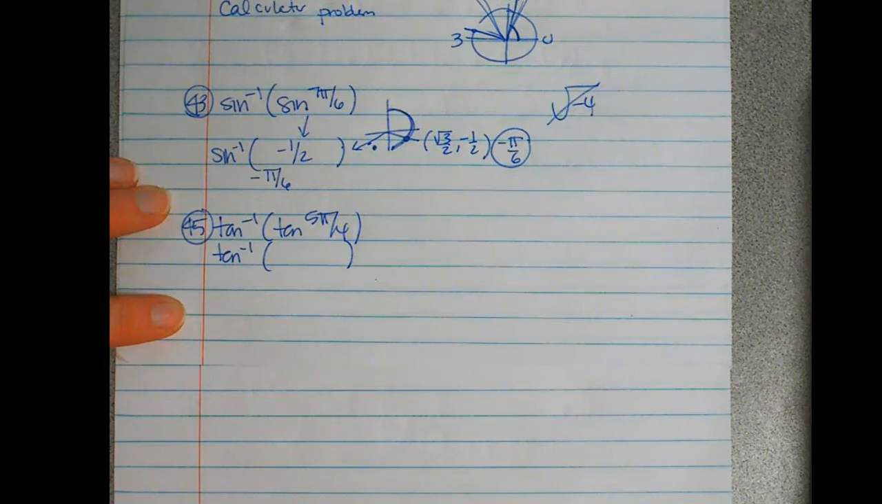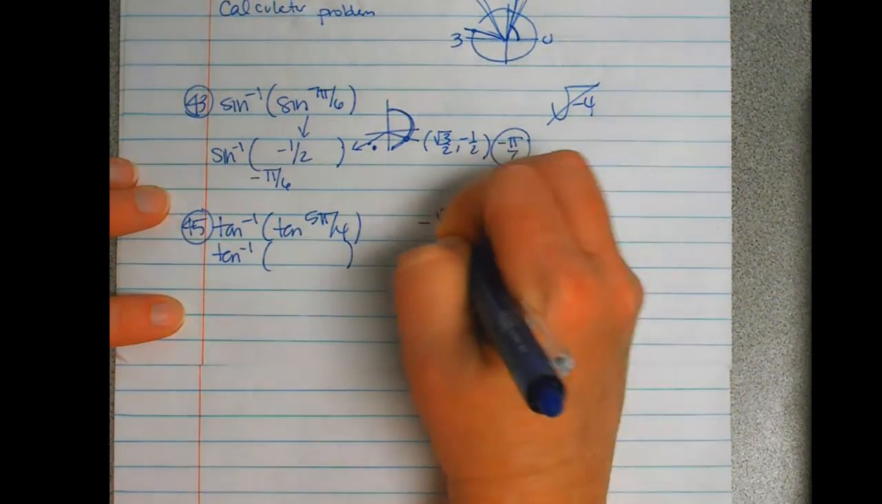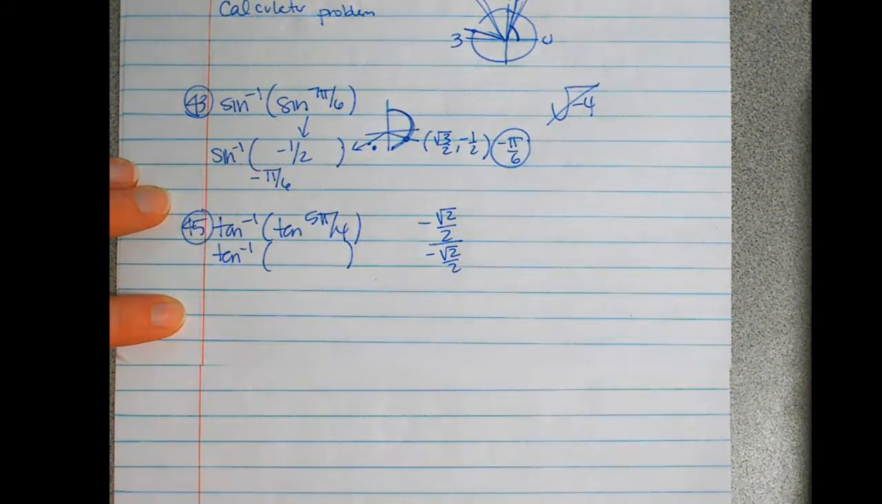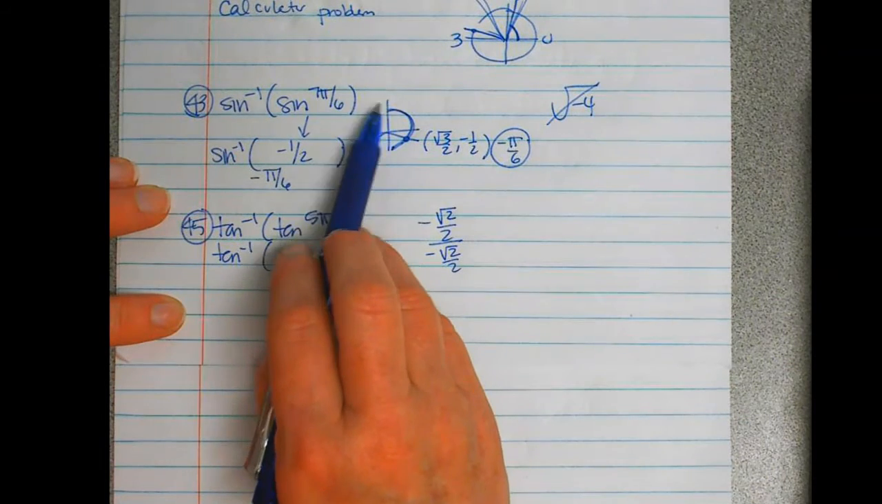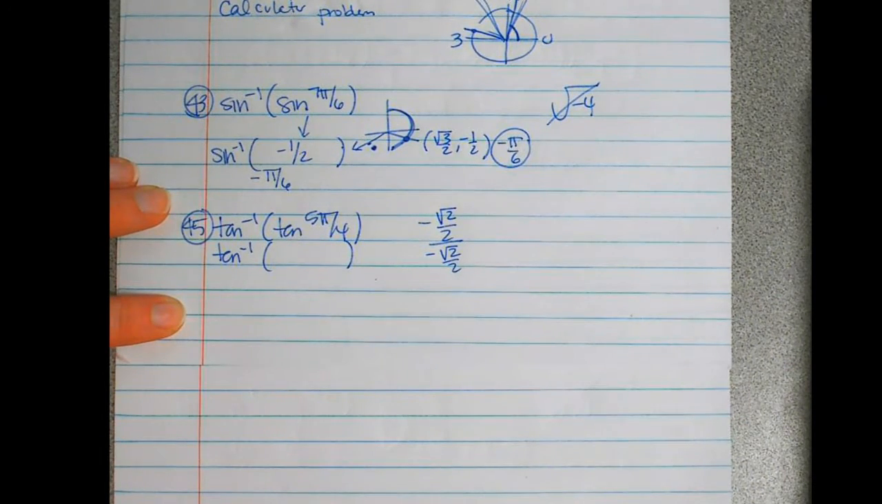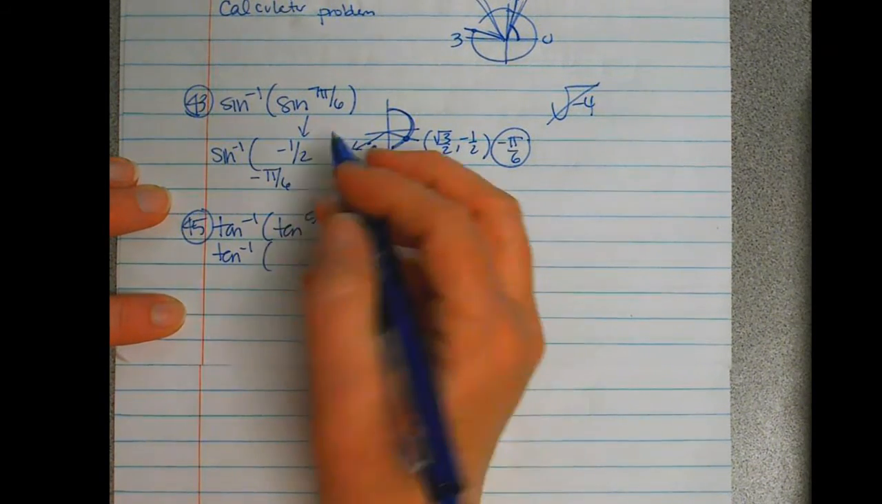Tangent is y over x. So it's going to be negative square root of 2 over 2 over negative square root of 2 over 2. Positive, because 5 pi over 4 is 1, 2, 3, 4, 5. It's right here where they're both negative. So the tiny unit circle helps you with those fine details, because those details are important. And then this becomes positive 1. So we figure that out.